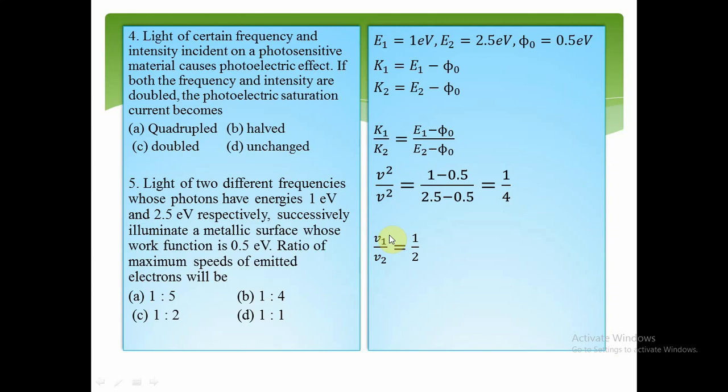But after that, to remove the square, I have taken the square root. If we take the square root of this, we will get 1 by 2. Therefore, option C must be right here. These are a few examples asked in Karnataka CET.